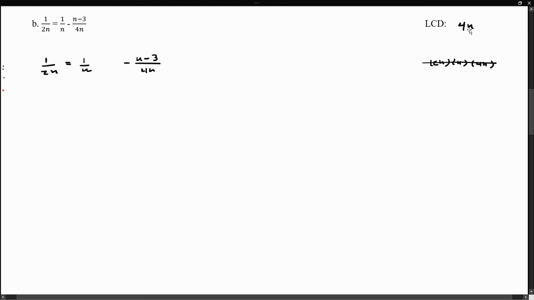So how can I make it equivalent to 4n? Well, I can just multiply 2 on the top and 2 on the bottom. By doing that, my new expression is 2 over 4n, which is good. Let's move on to the next one.